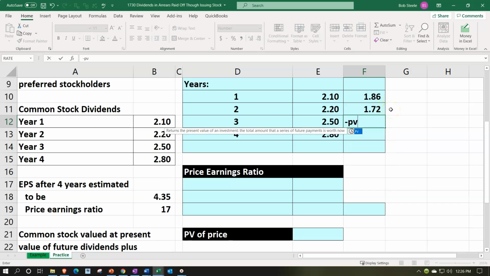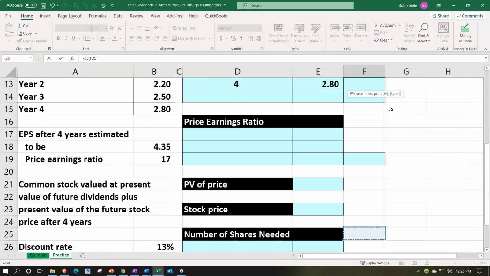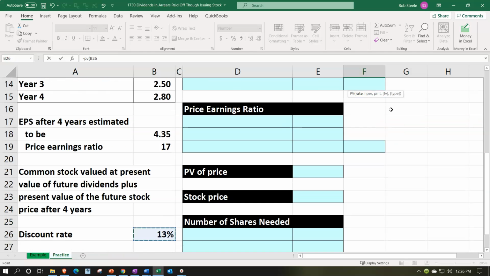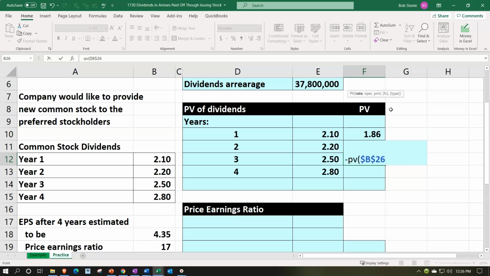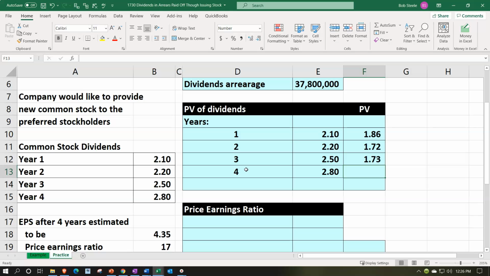Let's do it again. Negative present value, shift 9. Rate is going to be the 13%. I'm going to say F4 on the keyboard, comma, and the F4, I'm not going to use it right now, but that would allow me to copy it down. Then comma, number of periods is now 3, which is nice and convenient in its own cell over here, comma, comma, because it's not an annuity. 2.5. Present value back 3 periods to 1.73.